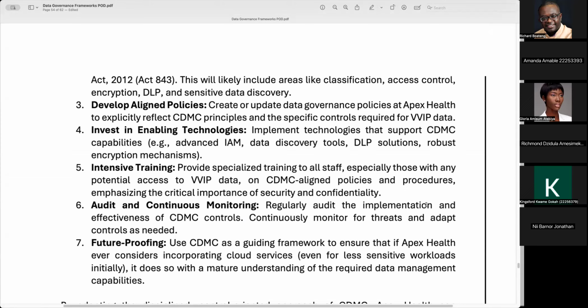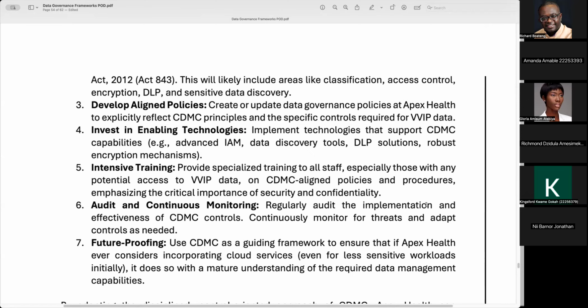Developing or updating policies to explicitly reflect CDMC principles and the stringent controls required for VVIP data, investing in the necessary enabling technologies like advanced IAM, data discovery tools, DLP, encryption platforms, providing intensive specialized training for staff with VVIP data access, emphasizing these controls and their importance, implementing rigorous audit and continuous monitoring processes to ensure controls are effective and policies are followed, and potentially using CDMC as a guiding framework for any future proofing efforts, such as evaluating potential secure cloud adoption strategies if regulations ever permit and the security can be guaranteed.